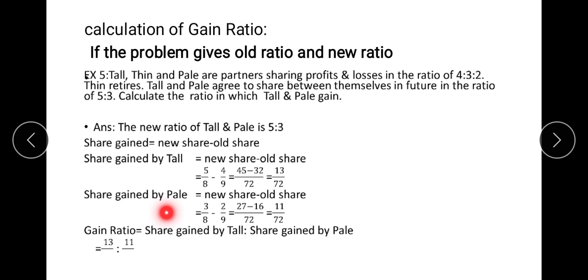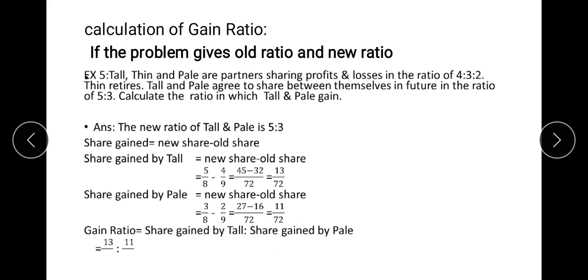Share gained by Pale is equal to new share minus old share. New share of Pale is 3/8, since 5 plus 3 is 8. 3/8 minus old share, 2/9. The common denominator is 72. 9 into 3 is 27, 9 eights are 72, so 8 into 2 is 16. So 27 minus 16 is 11, so 11/72.